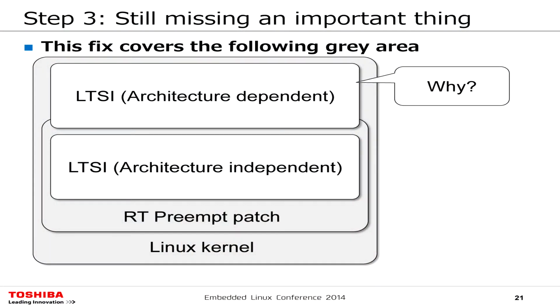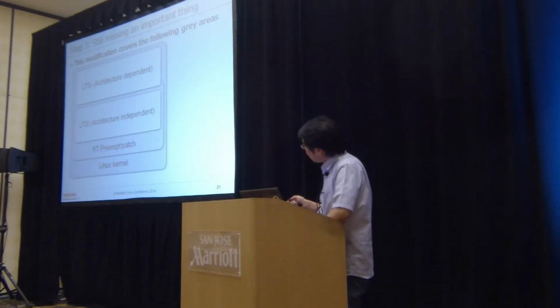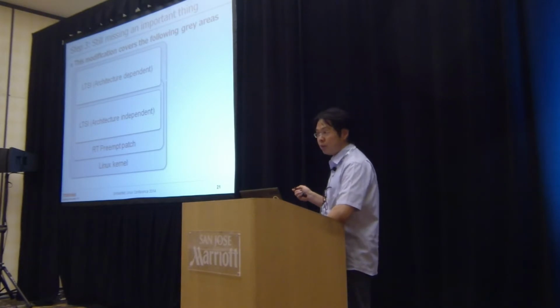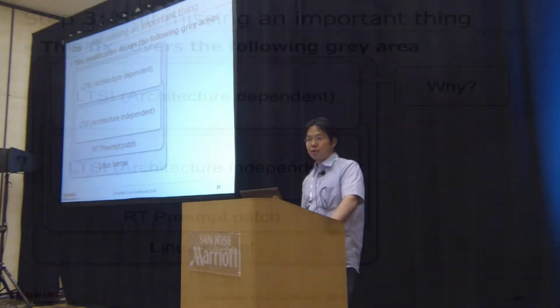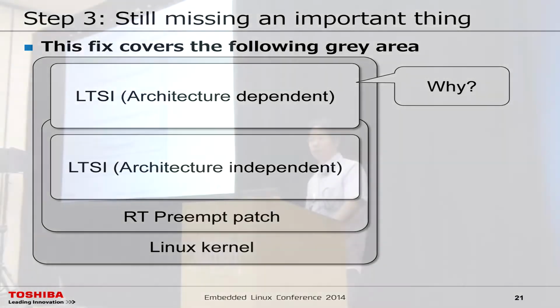After merging the LTSI kernel and RT patch, it covers the gray part. If you have difficulty seeing the colors, the covered area is the LTSI architecture-independent part and the RT preemption part, and it's the Linux kernel. But the LTSI architecture-dependent part may not be covered, and if you use the LTSI architecture-dependent part with this kernel, it may cause some problems.